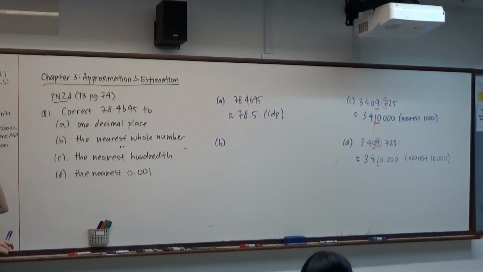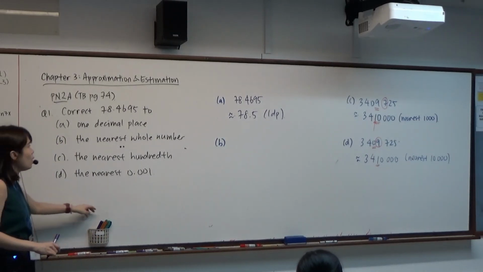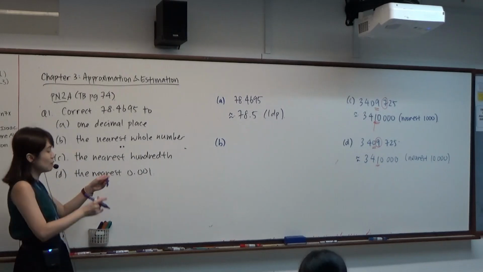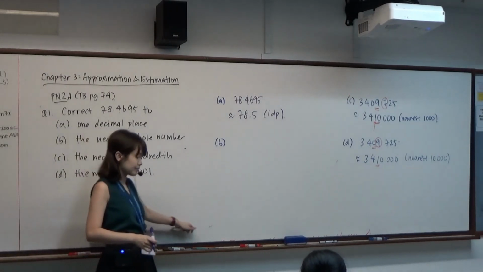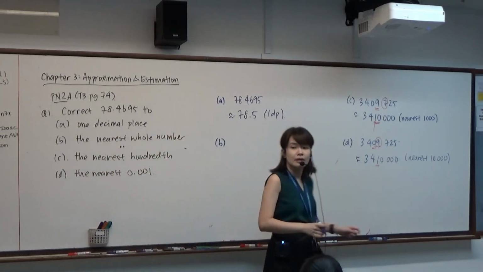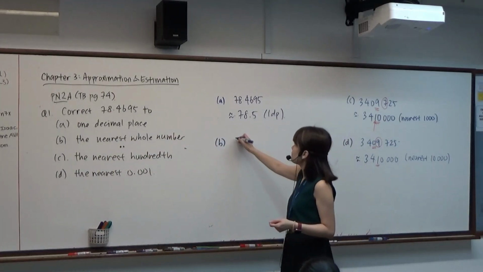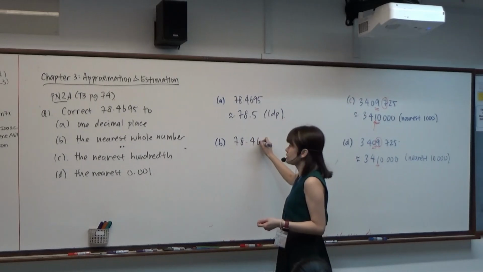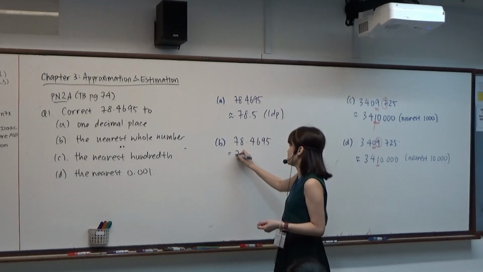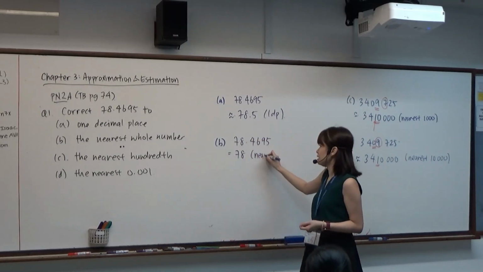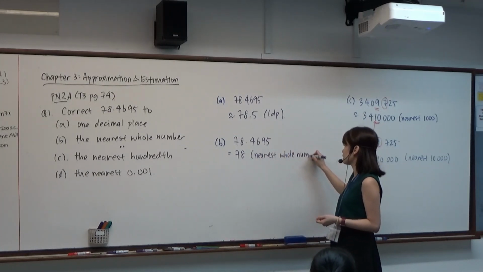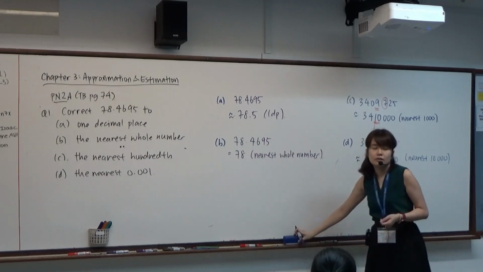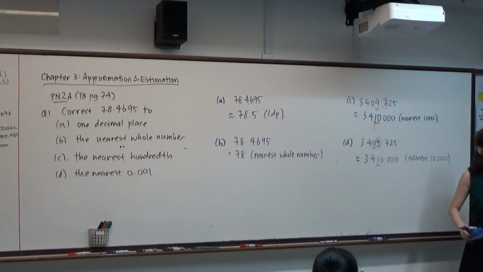Next part B, we want to round it to the nearest whole number. What will your answer be then, Reese? 78. So rounding off to whole number, that will be 78. You're right. Anybody disagree?